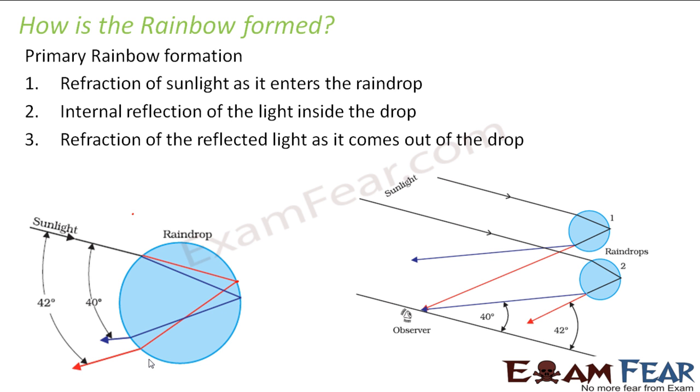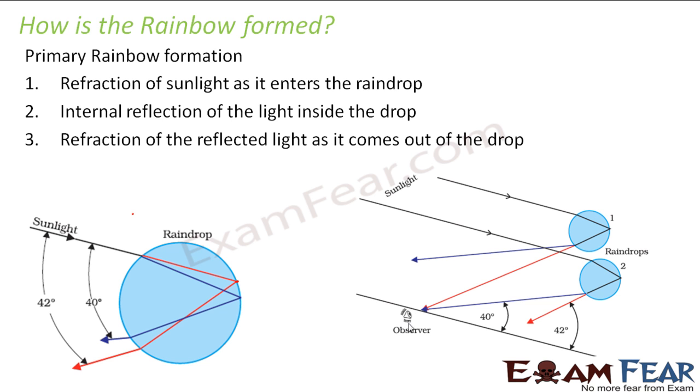Inside there was internal reflection. When it strikes the boundary of the raindrop, it bounces back. That is internal reflection. And then again when it comes out from the raindrop to the atmosphere, again refraction takes place. So as a result of this, what happens?